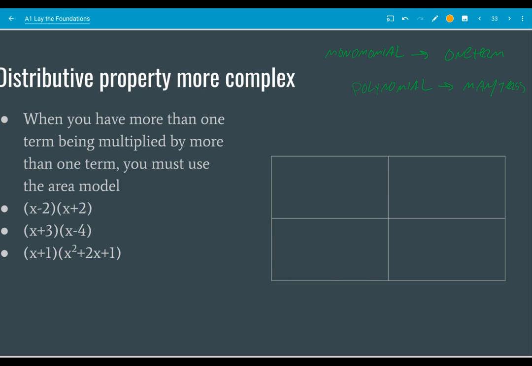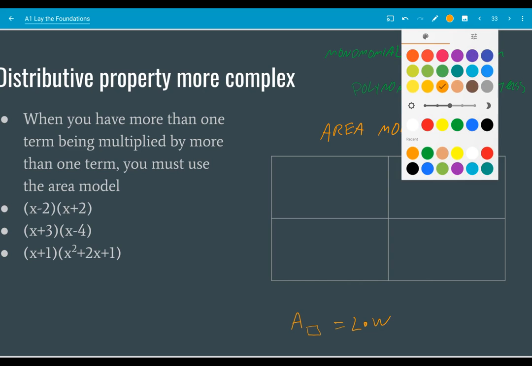This method right here in this box that I'm going to show you is called the area model. The area model works off of the idea that the area of a rectangle is length times width. That's where the area model comes from. So let's take a look and see how this plays out.